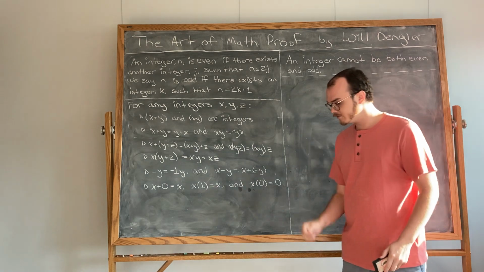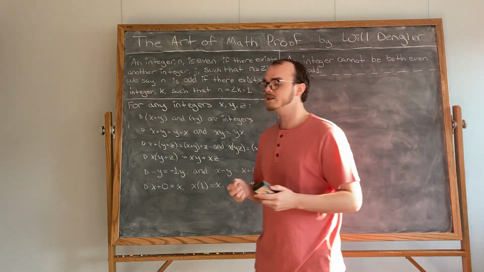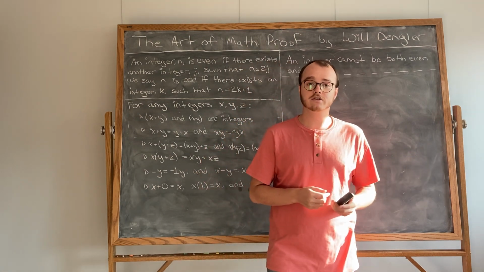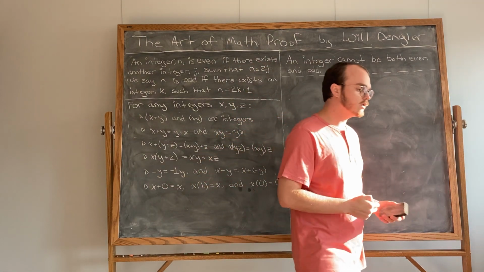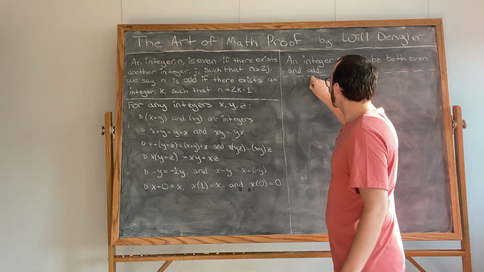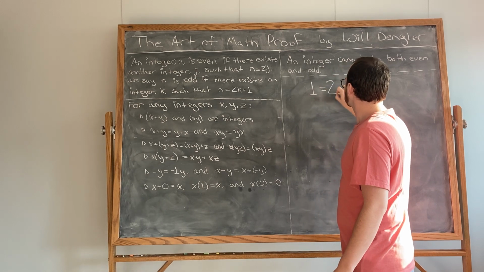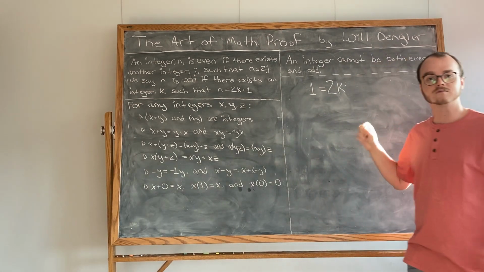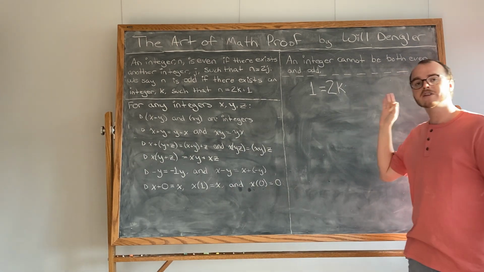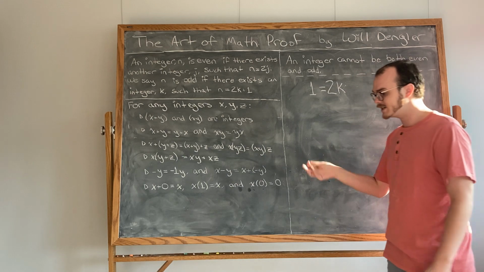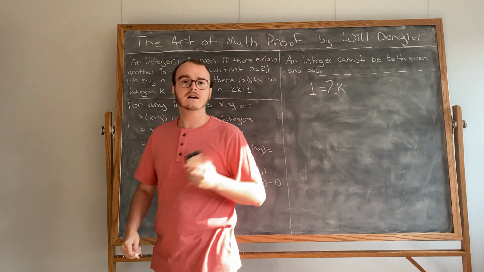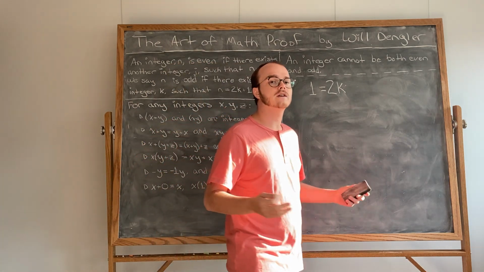Well, what would it mean for 1 to be even? Well, 1 is even if there exists a second integer such that 1 is equal to twice the value of that second integer. So we need to show that this second integer cannot possibly exist. Well, how do we know that this integer k cannot exist and therefore 1 cannot be even?